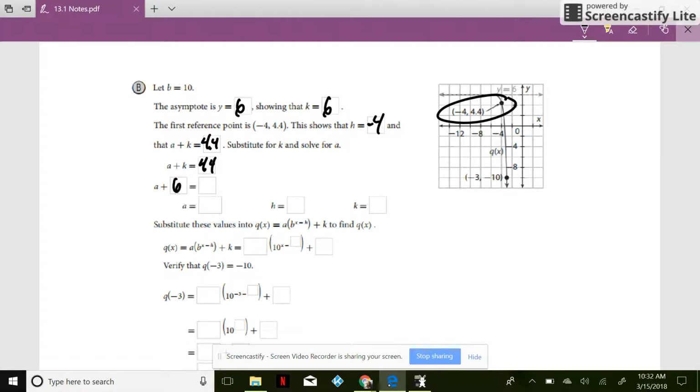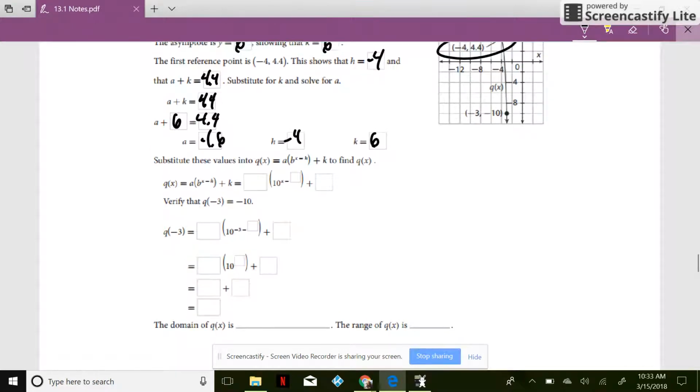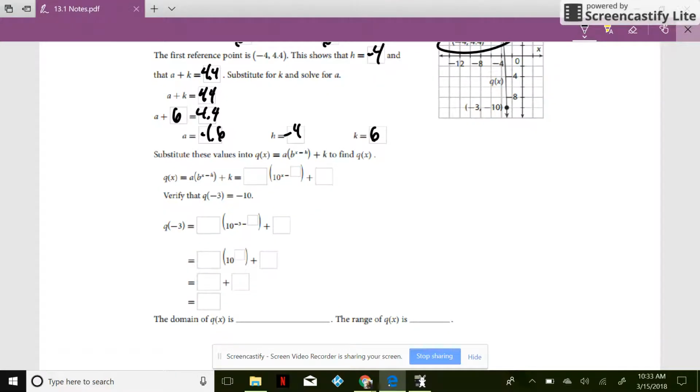K we already said was 6. So 4.4 minus 6 would be our a value, which is -1.6. h is -4 and k is 6. So from there we can plug those into our function. So we will get -1.6 times 10 to the x minus -4. Sorry, that should be x minus -4, or x plus 4, and then plus 6.